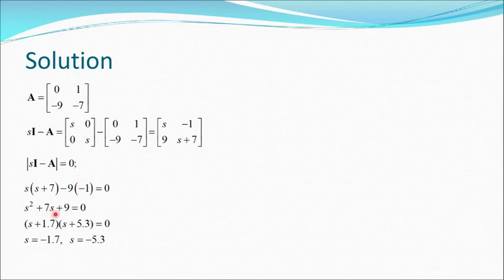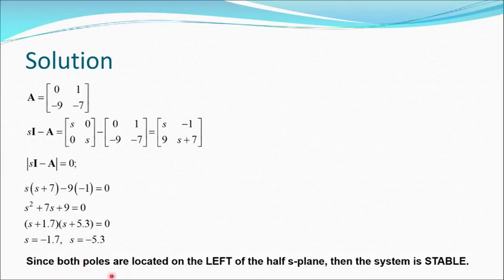We factorize this equation and solve it to obtain s equals -7 and -5.3, which represent the pole locations in the S-plane. Since both poles are located on the left of the half S-plane, then we can conclude that the system is stable.